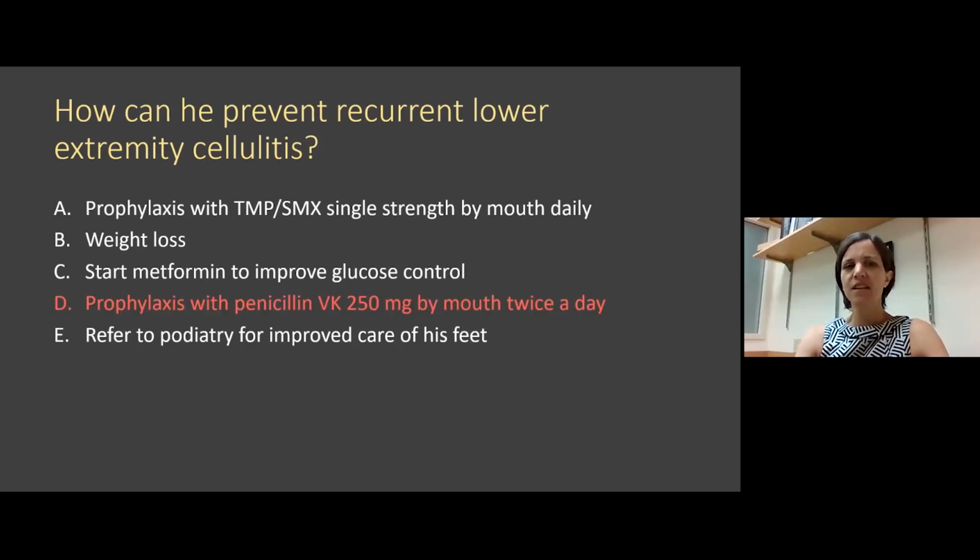So the best answer here is D, prophylaxis with penicillin VK. And we're going to talk about that on the next slide. But just to review the other answers, prophylaxis with trimethoprim sulfa is not the right answer because, as I just finished telling you, that drug does not really treat strep very well. And the most likely cause of his recurrent lower extremity cellulitis is strep. Weight loss, improved glucose control, and better care of the feet are all things that may help with recurrent cellulitis, but we don't have nearly as much evidence as we do with penicillin.